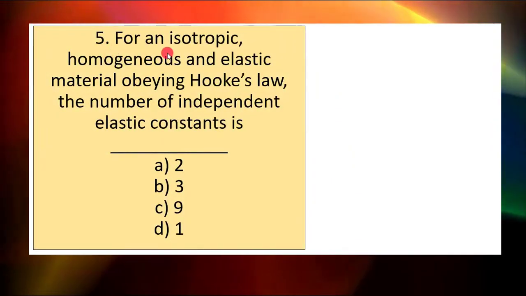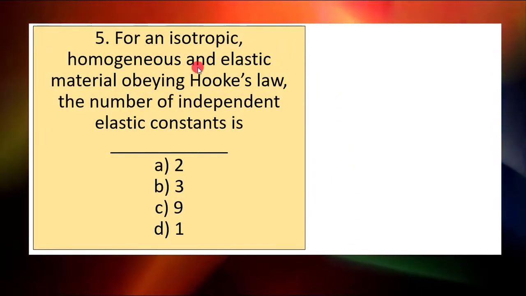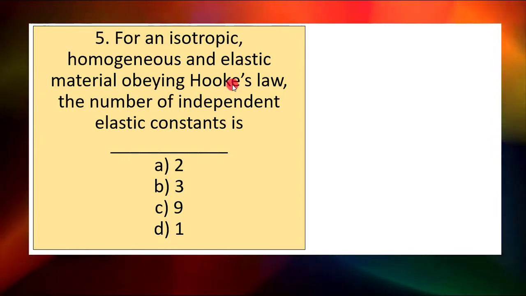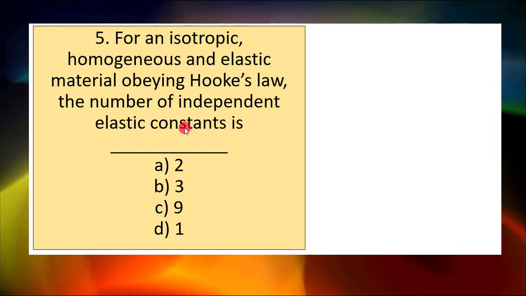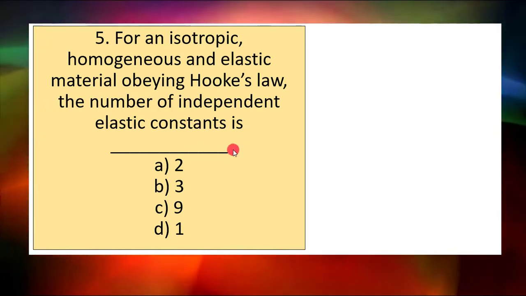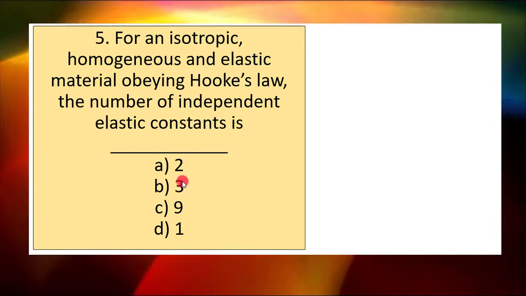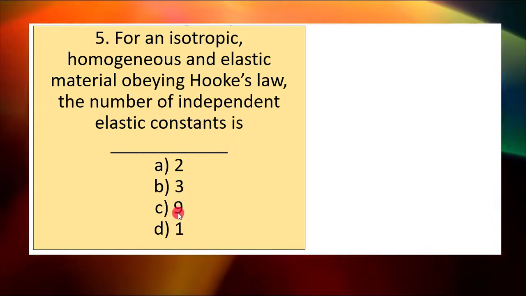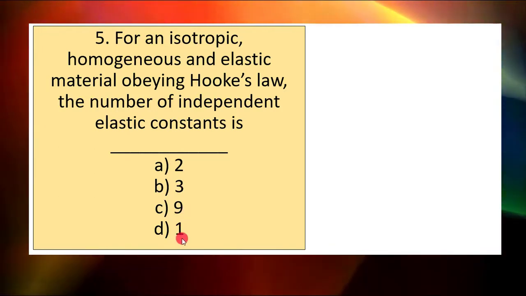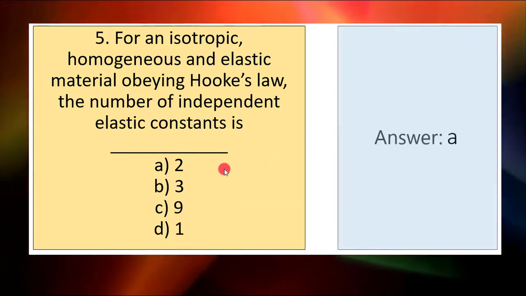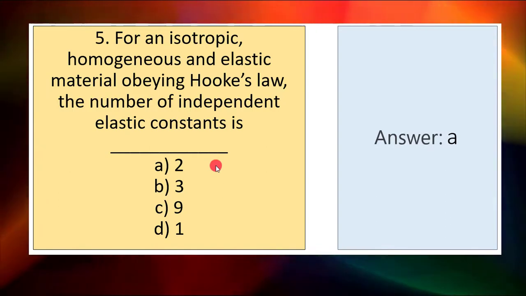The fifth question is: for an isotropic, homogeneous and elastic material obeying Hooke's law, the number of independent elastic constants is dash. Option A 2, option B 3, option C 9 and option D 1. The right answer is option A, 2.